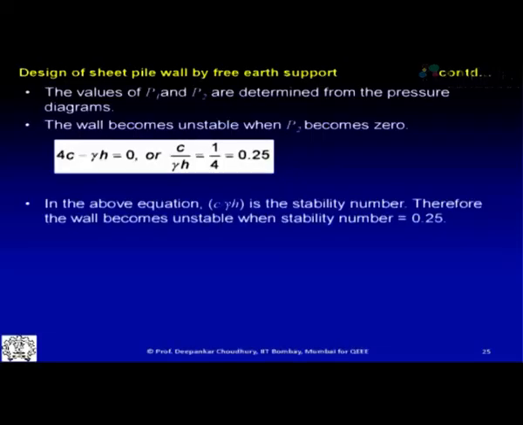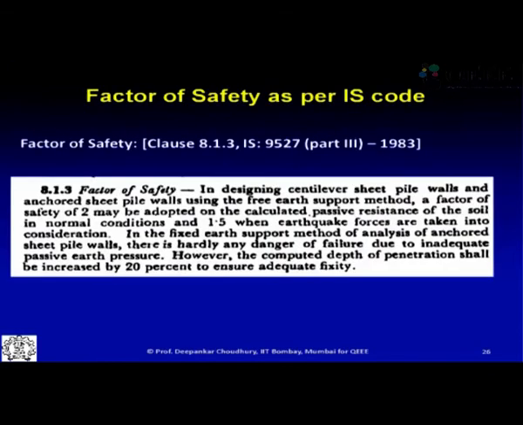The same thing is mentioned in this slide as well. And this criterion we have seen, that for stability this 4c minus q has to be maintained as a stability number greater than 0. So what are the values of factor of safety mentioned in the IS code? You can see over here. It says that in designing cantilever pile wall and anchored sheet pile wall using free earth support, a factor of safety of 2 may be adopted on calculated passive resistance of the soil in normal condition, and one can adopt a factor of safety of 1.5 when earthquake forces are also considered in the design, because you have taken the extreme loading condition also. That's why a lower factor of safety.